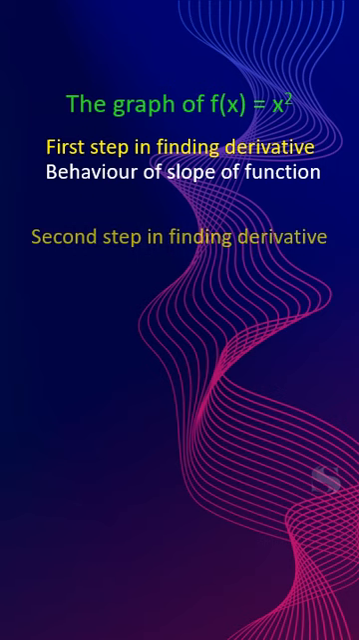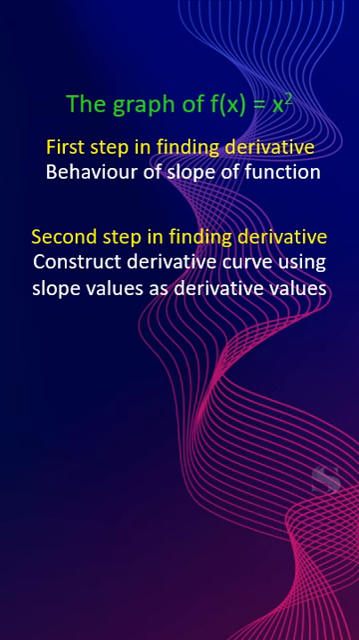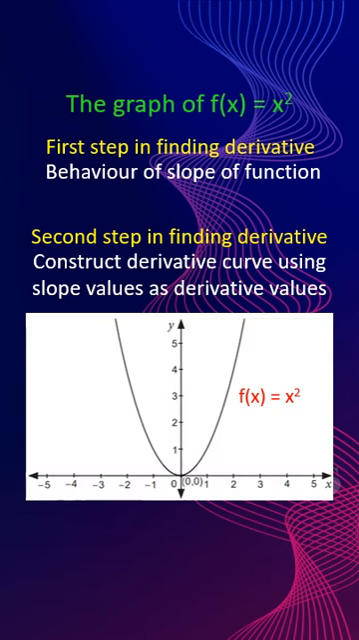And the second step is to use the knowledge of the slope to construct a curve, that is, the derivative curve that shows the expected behavior of the direction and magnitude of the rate of change. For the x squared curve, we will study the direction of the slope at the origin and in the first and the second quadrants. And once we have figured out the direction, we will use the magnitude of the slope to fine-tune the nature of the rate of change, or the derivative function's curve.